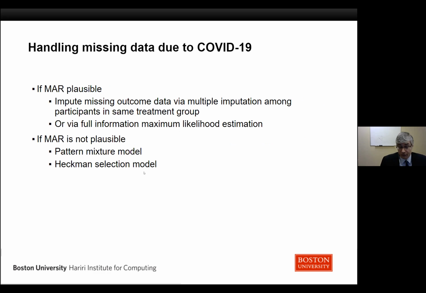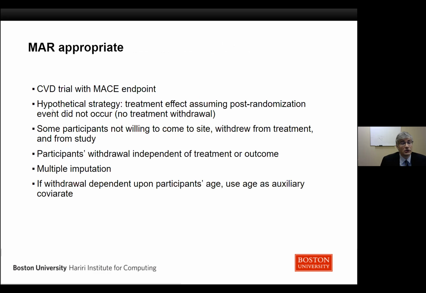If the assumption is not plausible, we can implement multiple imputation with, for example, a pattern mixture model. So I'll give two examples, a situation where the missing at random assumption might be appropriate. We think about a cardiovascular trial. The endpoint is the time to a major adverse cardiovascular event. I'm focusing on the hypothetical strategy, meaning I want to estimate the treatment effect, assuming no treatment discontinuation.